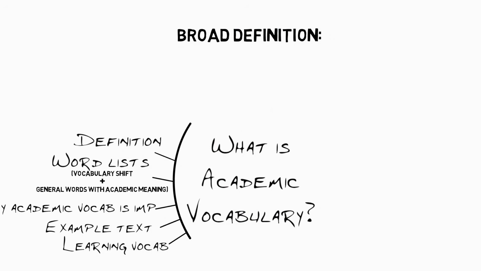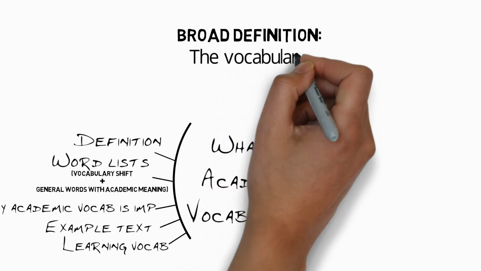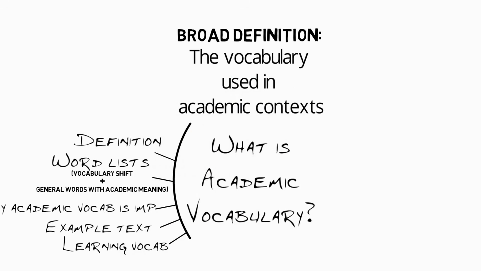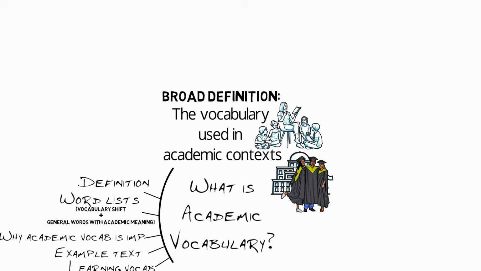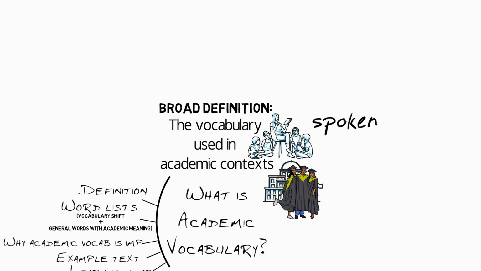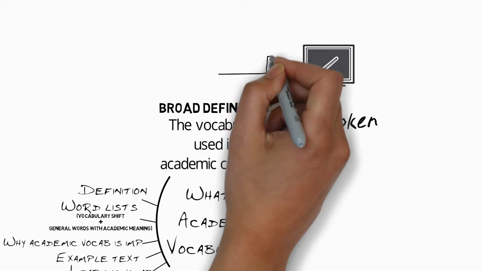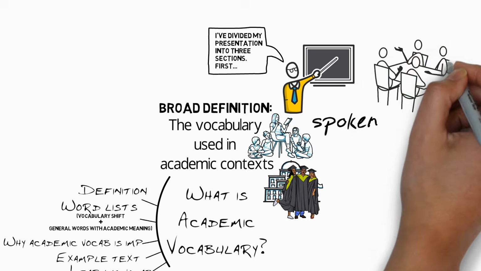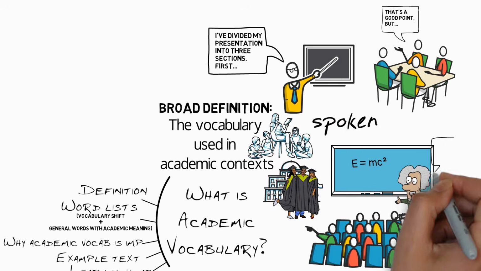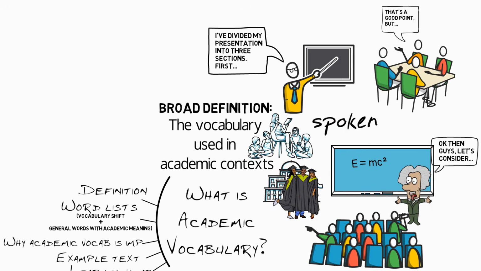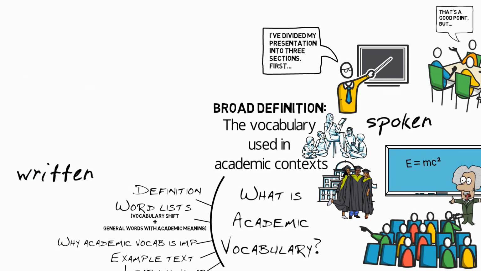So let's start with a broad definition of academic vocabulary. We'll have a more specific definition later. So the broad definition is the vocabulary used in academic contexts. And generally this means university, although it can also mean school. And we need to be careful here because there are spoken academic contexts, in other words presentations, discussions, lectures, and written academic contexts, essays, reports and so on.